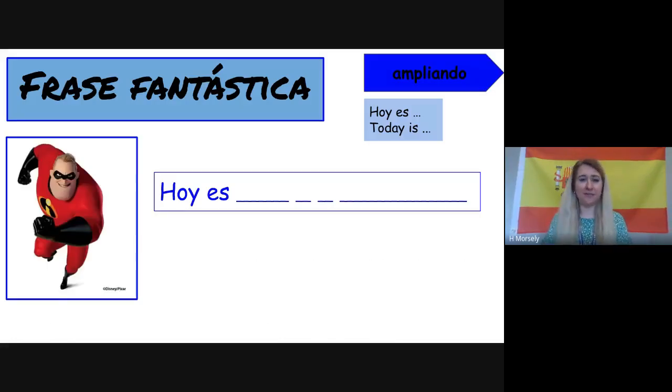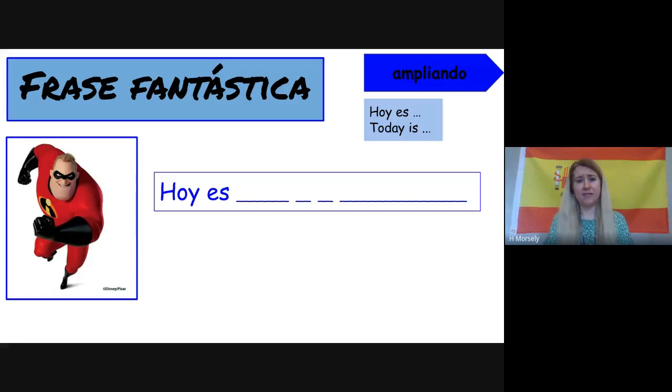So another new thing I'm going to introduce in our lessons is something called a frase fantástica. My frase fantástica. And that is my fantastic sentence. So it's helping us to apply what we've learned into a sentence. So if you look in the blue box underneath flow, aplicando, it says hoy es, and that means today is. So your job is to work out what is the date today.